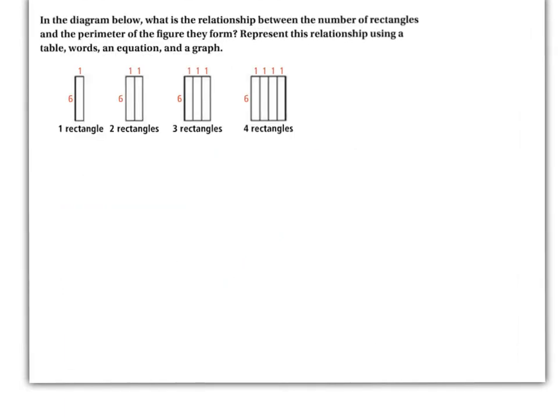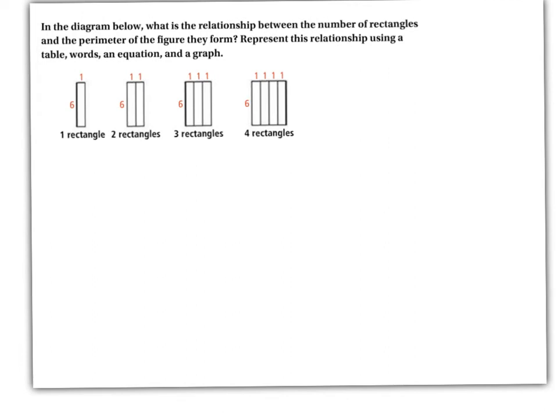Okay, so a lot of this chapter has to do with making patterns. It says in the diagram below, what is the relationship between the number of rectangles and the perimeter of the figure they form? So those are your two variables: the number of rectangles, which would just be 1, 2, 3, 4 so far, and the perimeter they form. You have to decide which one's the independent variable and which one's the dependent variable. So when we make our table, anytime you make your table, your x is going to go on the left and your y is going to go on the right. If you remember, your x is your independent. So which one do you think is independent and which one's changing based on that variable?